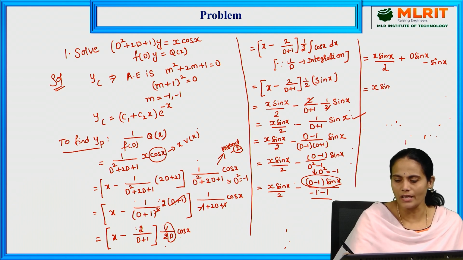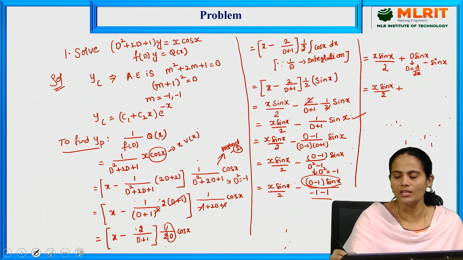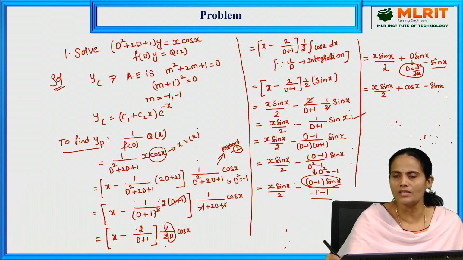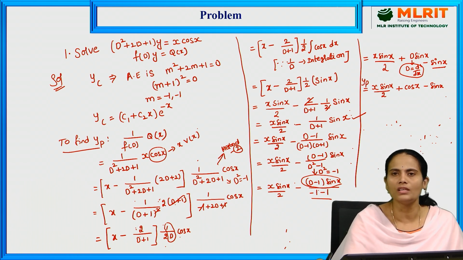x sin x by 2 plus, d stands for the differentiation, right? We know that d stands for the differentiation, right? We have to do the differentiation on sin x. So what is the derivative of sin x? Derivative of sin x is cos x minus, so anyway we have the sin x, that sin x also we have to write here. So this is the yp of the given function.